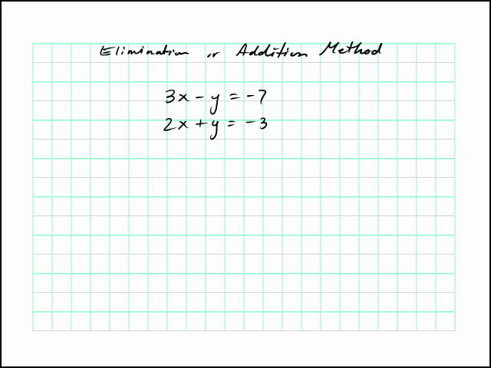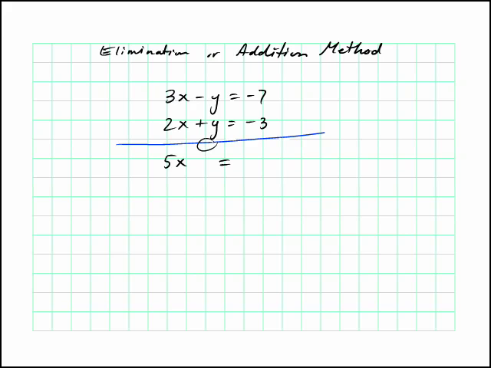We have to have our x's and our y's lined up, and we do have that here. And if you notice, if you draw a line and you simply add vertically, the way things are right now, the y's would cancel away. 3x plus 2x is 5x. But negative y plus y is 0. This is gone here. It's a 0 there.